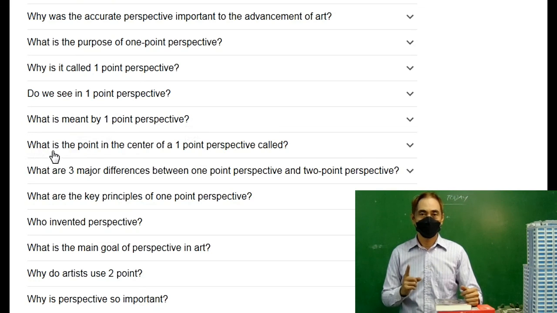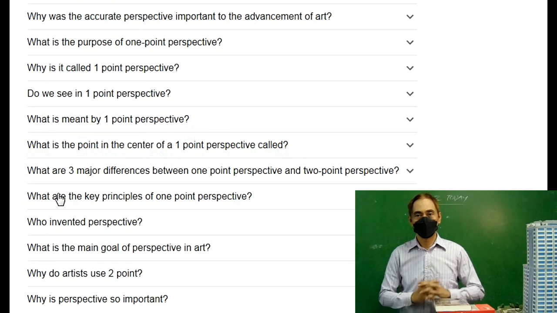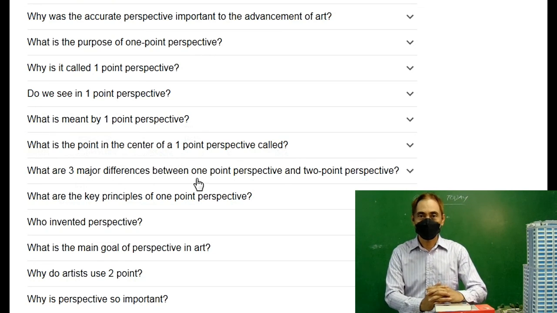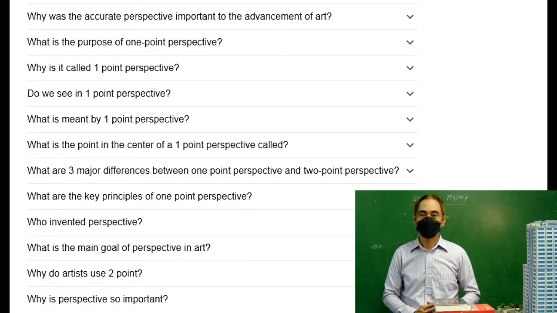Number 6, what is the point in the center of one-point perspective called? What are 3 major differences between one-point perspective and two-point perspective? What are the key principles of one-point perspective? Who invented the perspective? What is the main goal of perspective in art? Why do artists use 2-point or 1-point perspective? Why is perspective so important in drawing?